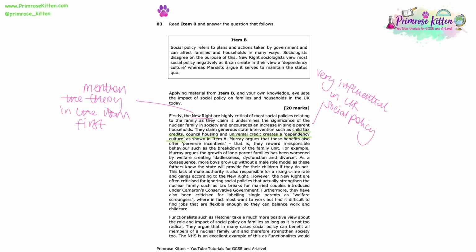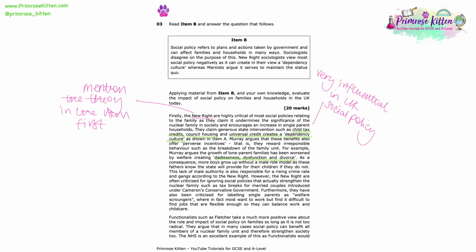Murray argues that these benefits also offer perverse incentives, that is, they reward irresponsible behaviour such as the breakdown of the family unit. For example, Murray argues the growth of lone parent families has been worsened by welfare creating dadlessness, dysfunction and divorce. I absolutely love that quote as one to remember for the exam. Dadlessness, dysfunction and divorce. I think it's a really nice little snappy line to get in there to show that you understand the key features of new right ideology. Now we go into as a consequence.